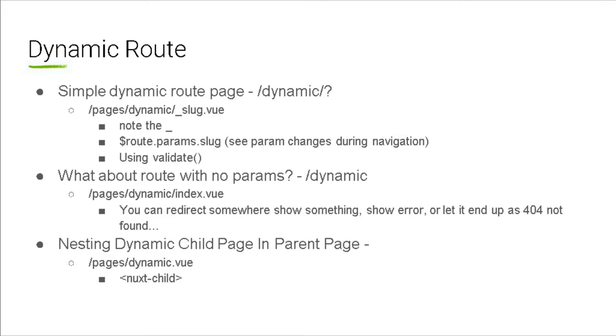Now the next thing you can create after the underscore slug is an index.vue, and then copy and paste everything inside there under the /dynamic folder. That one is script number 5. So this is actually the parent for the dynamic route.